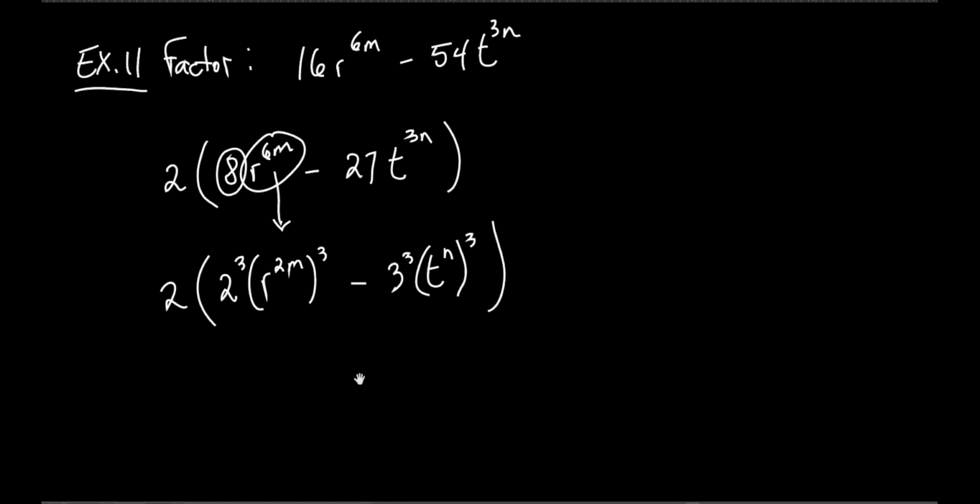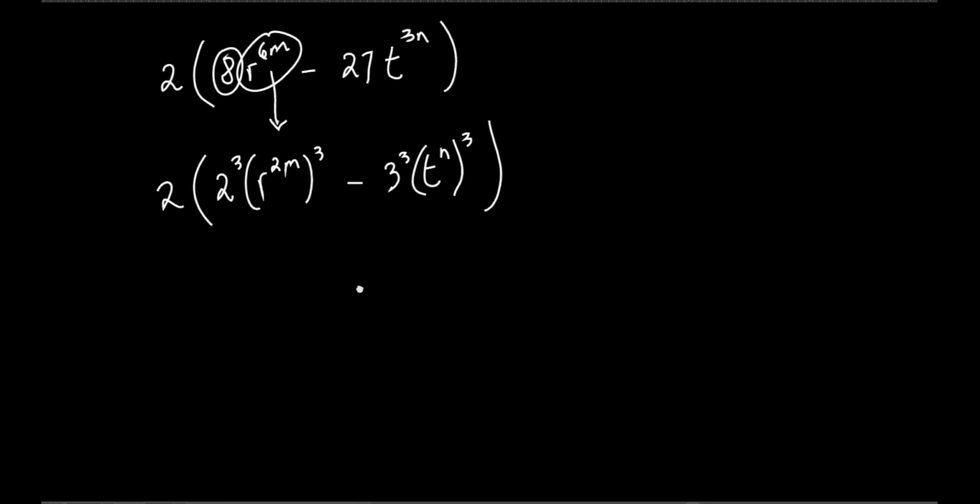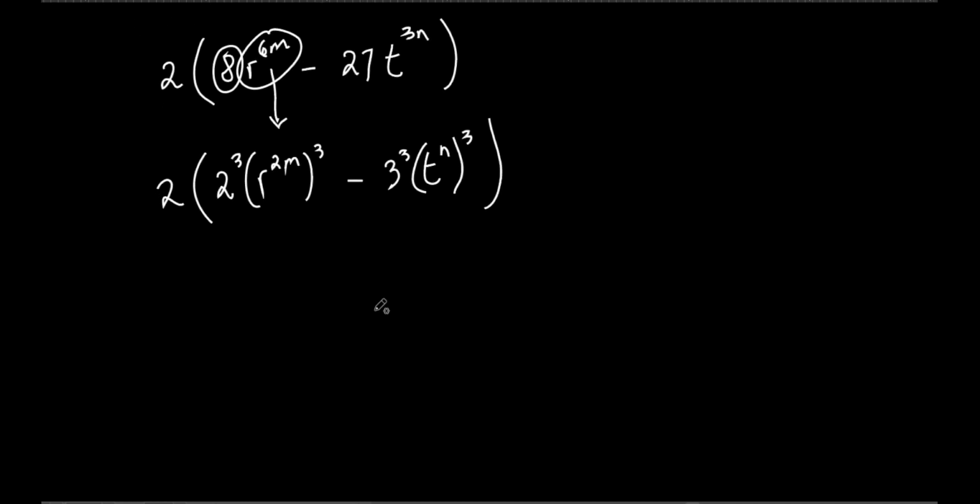Again, this is a step you may not have needed to do, but I think it's good for us to see in case you didn't really realize what I was doing. So you've got a 3 that's being cubed, and you've got this T to the n that's being cubed. So you've got all this stuff that's being cubed. Just to make it look a little nicer, I'm going to write 2R to the 2m, and that whole thing is being cubed.